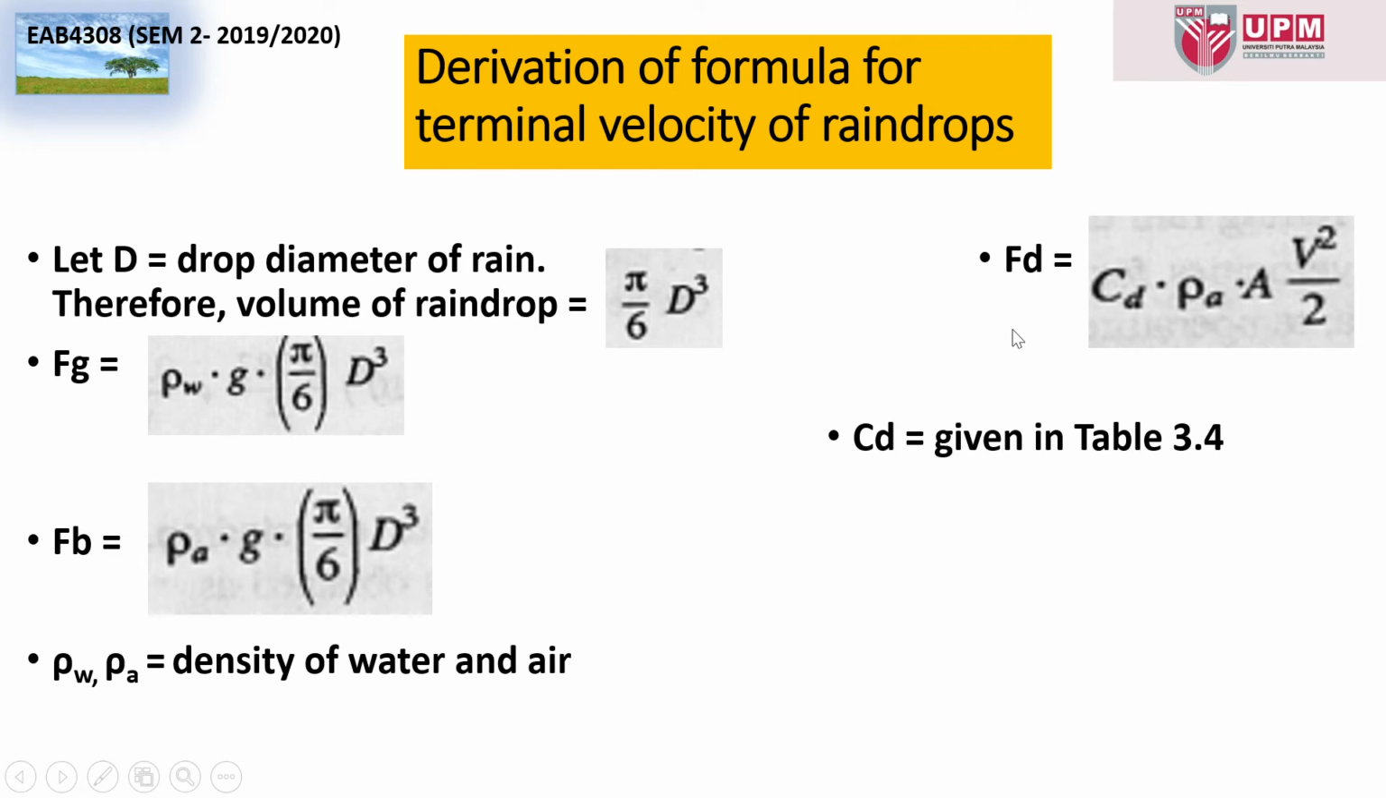And finally, we have drag force, which is according to this formula. This CD is the coefficient of drag, which is given in table 3.4. For the rest, we have area, and this is terminal velocity. Before we see how we can calculate terminal velocity using these formulas, we move to the next slide.